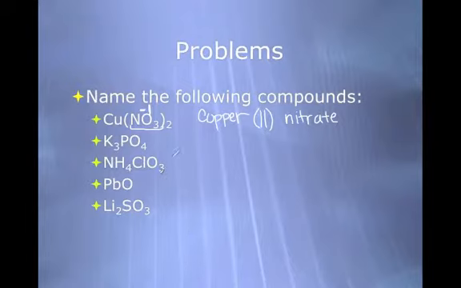But the next one. Do I need Roman numerals? No. Potassium is in group 1. Group 1 and 2 never have Roman numerals. So it is just potassium phosphate. Ooh, the next one has 4 elements in it.